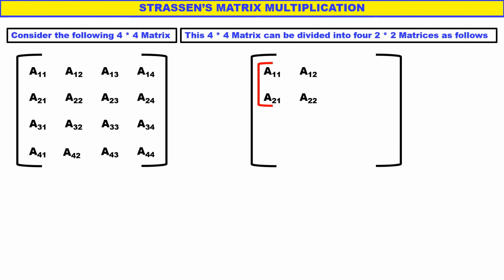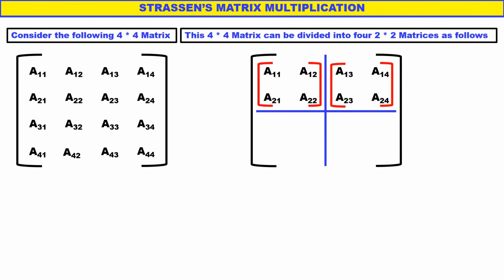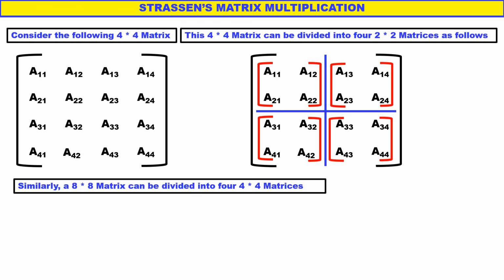This is the first 2 cross 2 matrix. This is the second 2 cross 2 matrix. This is the third 2 cross 2 matrix. This is the fourth 2 cross 2 matrix. So this is how one 4 cross 4 matrix can be divided into 4 2 cross 2 matrices using divide and conquer. Similarly, an 8 cross 8 matrix can be divided into 4 4 cross 4 matrices. And carefully understand, each 4 cross 4 matrix again in turn can be divided into 4 2 cross 2 matrices.